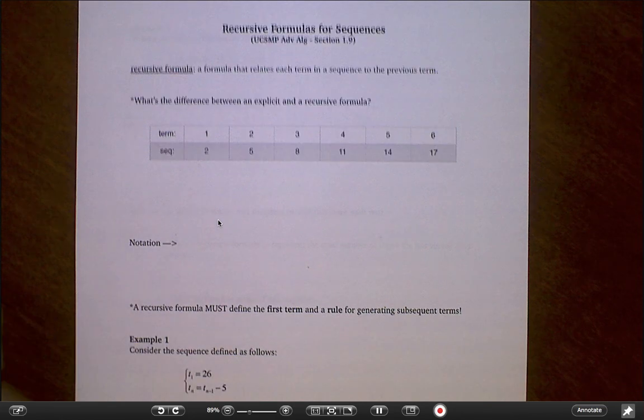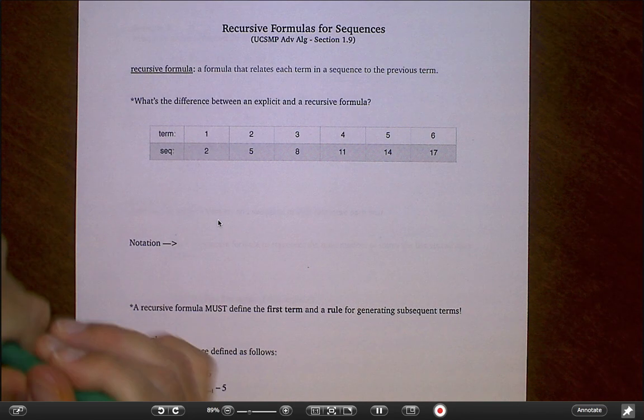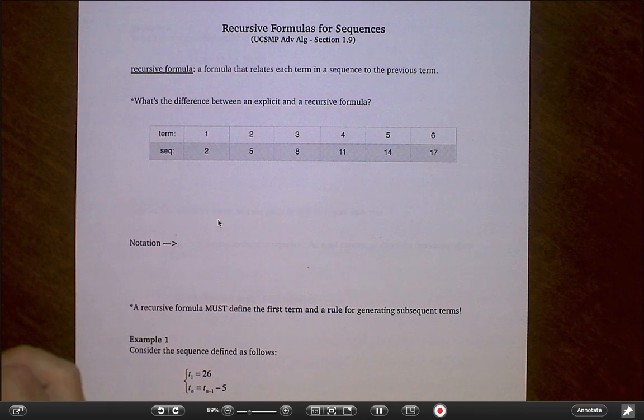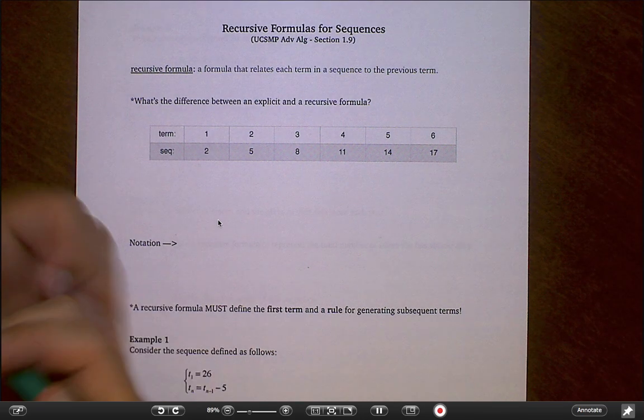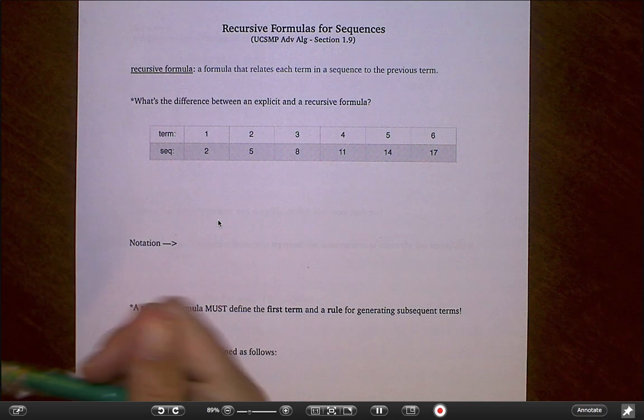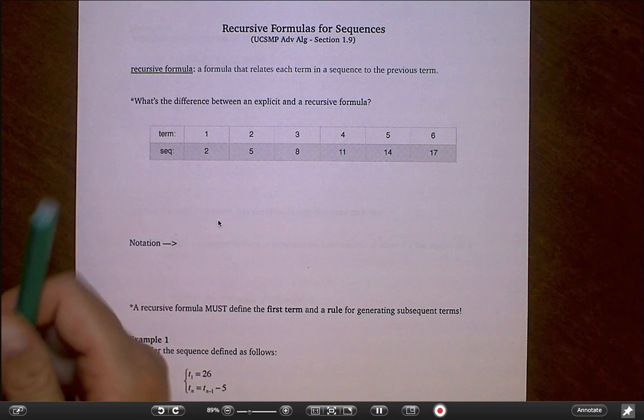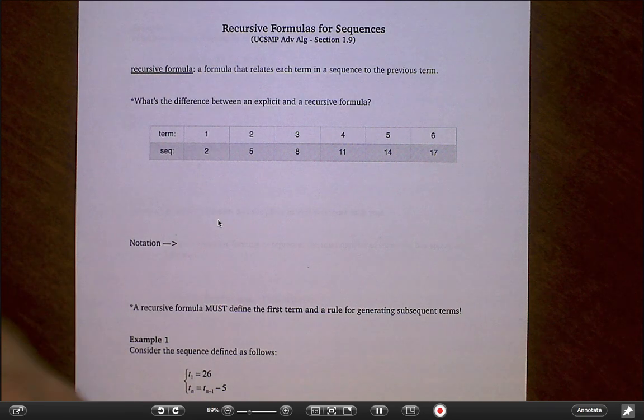Everyone, this is section 1.9 from Algebra 1A, and this is on recursive formulas for sequences, which is another type of formula to represent a sequence. If you remember yesterday, we talked about explicit formulas. This is a different way to write a formula. It uses different notation, and really the all-around functioning of this type of formula is different. It's got kind of a different purpose.